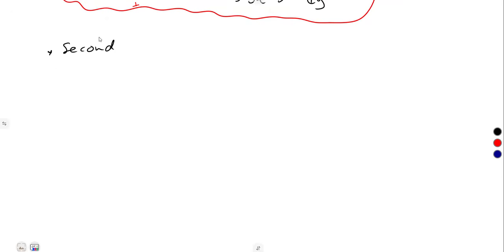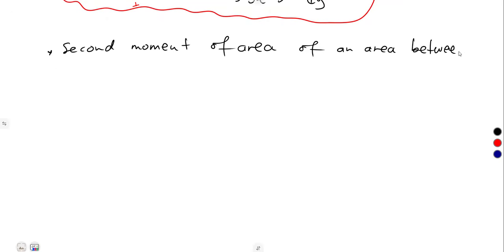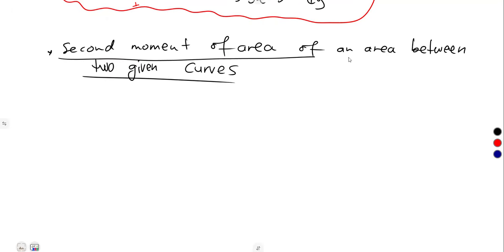Let me just finish up for the sake of revision. Second moment of area of an area between two given curves. Let us just finish up and see where this was actually taken from.